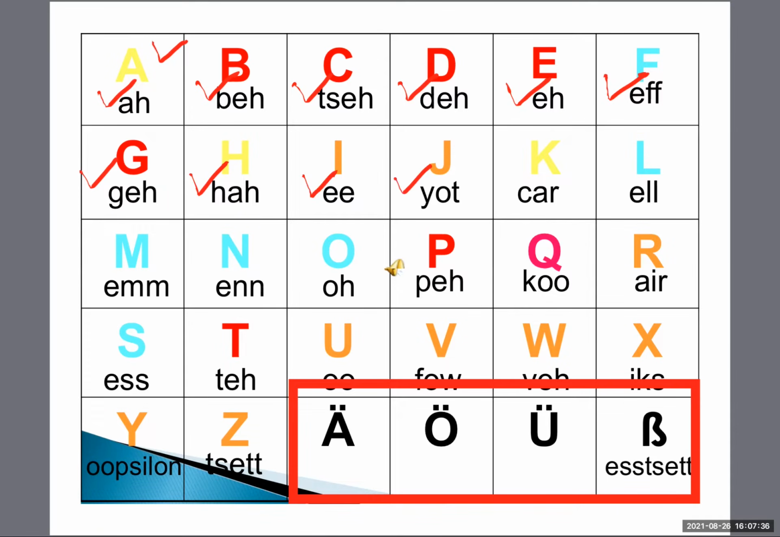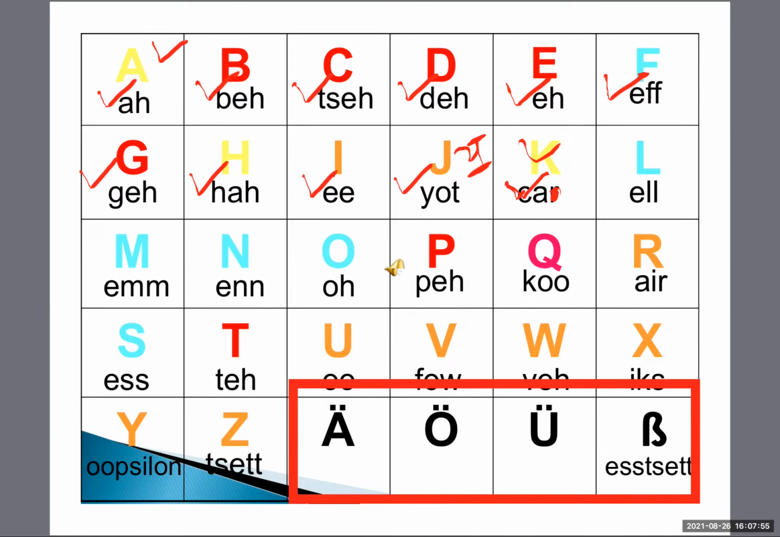J means yacht, only in the alphabet. Whenever we read it, it is yeah, like in Hindi. In the alphabet we say yacht, but whenever we read, then it is yeah. K means car, basically.